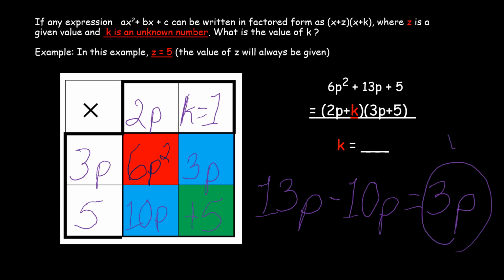This all checks out. Our middle term here is going to work, and we're done. We know that k equals 1. Let's write this where you can see it. We're good.